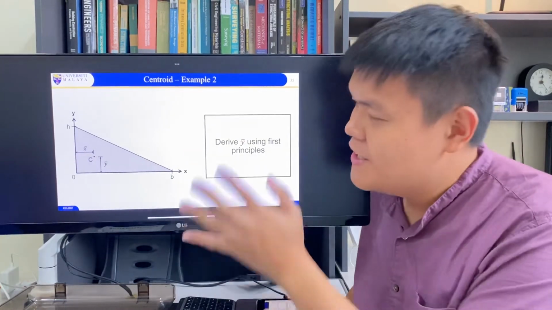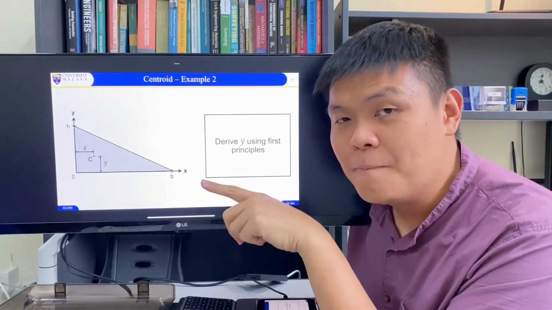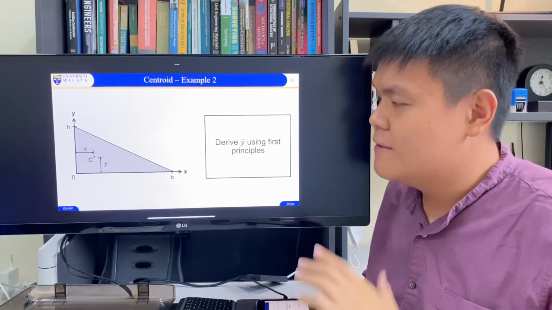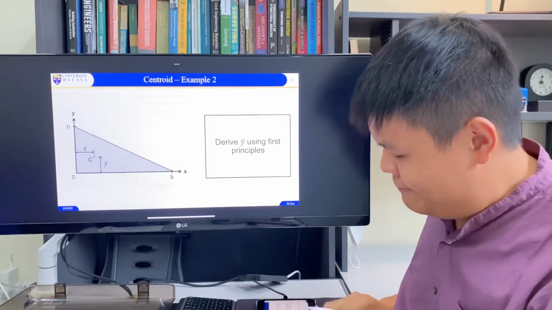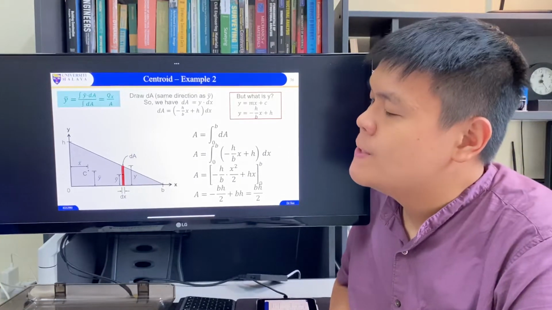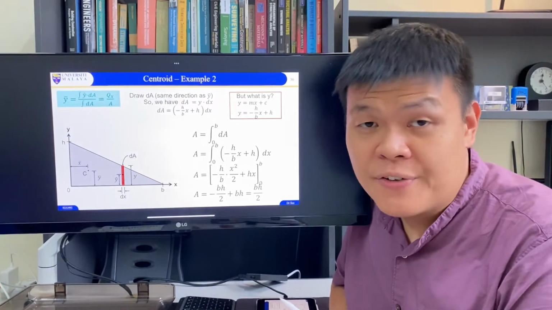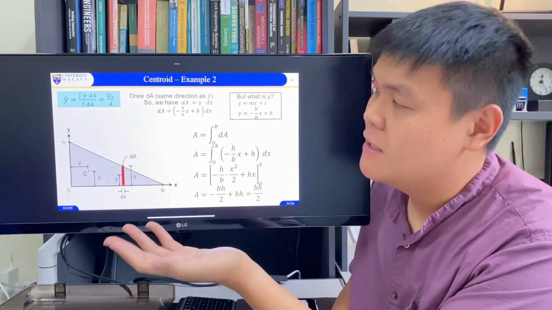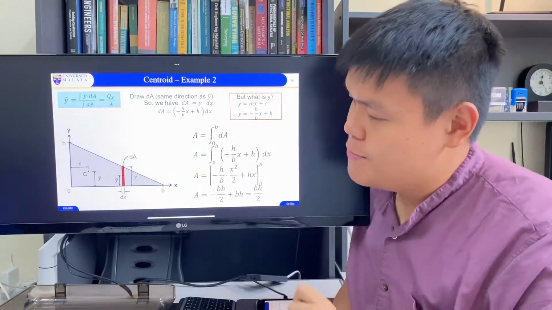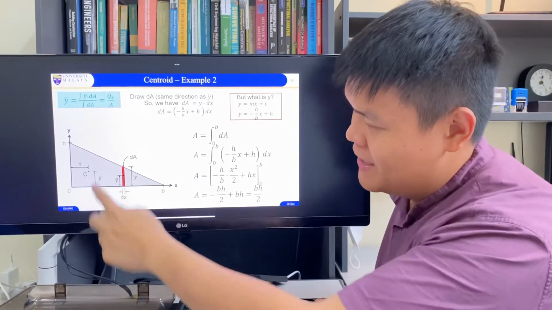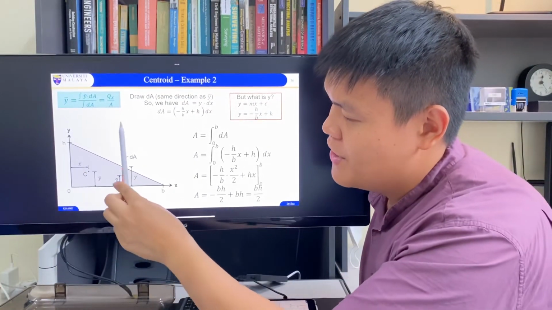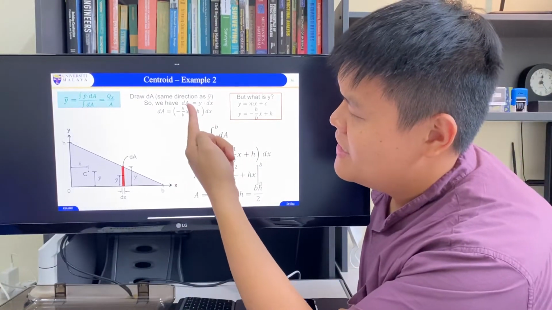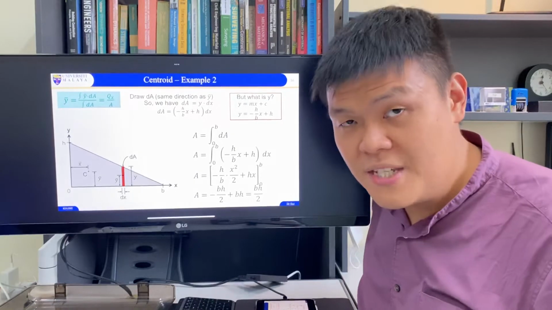Now let's try another one. This time, this is for a triangle, not a rectangle, and we're only deriving y bar. Okay, so let's draw a red bar, a small area to find out our y bar. Remember, it's the same direction as y bar. So y bar goes up and down like that, so the small area will go up and down as well. The area dA is equal to y times dx.